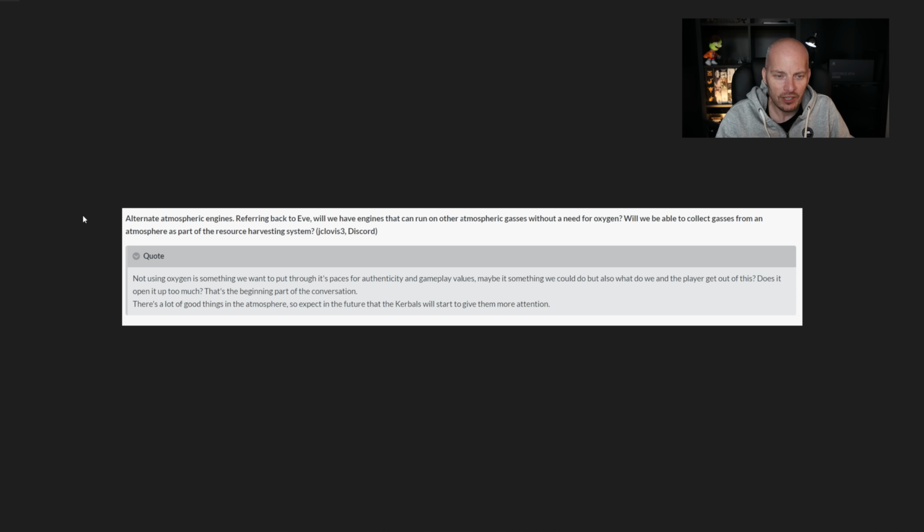But alternate atmospheric engines. Referring back to Eve, will we have engines that can run on other atmospheric gases without a need for oxygen? Will we be able to collect gases from an atmosphere as part of resource harvesting system? So not using oxygen is something we want to put through its paces for authenticity and gameplay values. Maybe it's something we could do, but also what do we and the players get out of this? Does it open it up too much? That's the beginning part of the conversation, so something that they are still looking into. There's a lot of good things in atmosphere, so expect in the future that the Kerbals will start to give them more attention. So yeah, if not fuel or burning for engines, there may be other resources that can be taken from the atmospheres there.